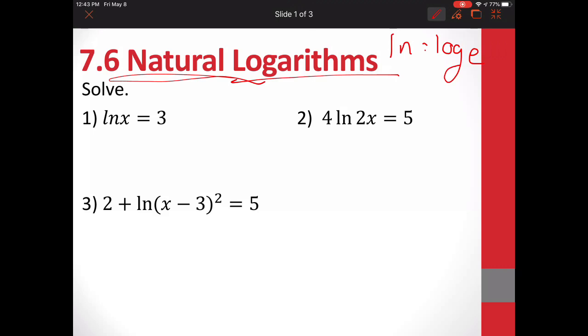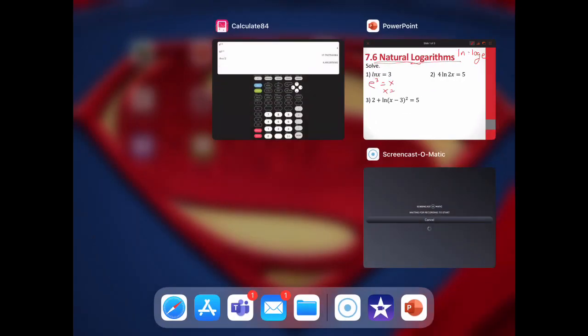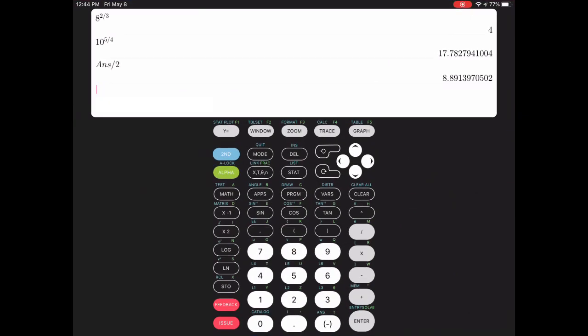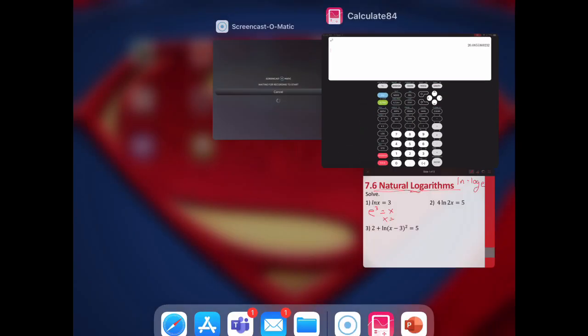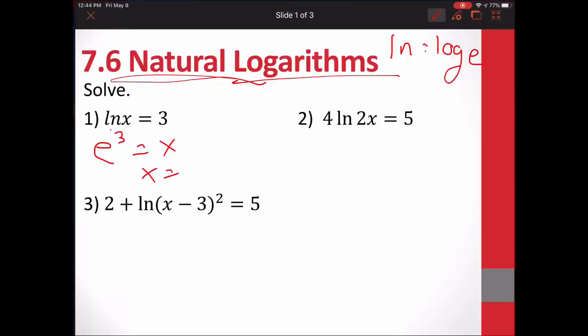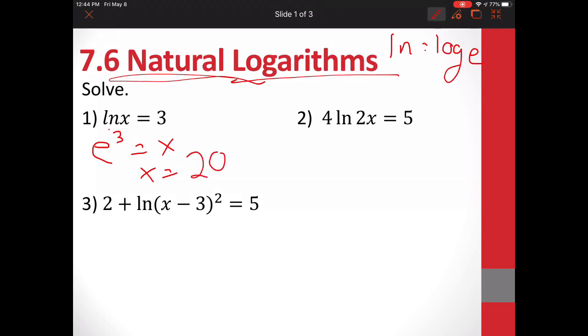So here, if you see, it says ln of x is 3. That means e to the third is x. So all I've got to do is go to my calculator. This is how simple this one is. And I go second, e, so that's second and then ln right here next to 4, okay? And then to the third. And I press enter, and I get 20.1. All right? That's easy enough. 20.1. So that's that one.